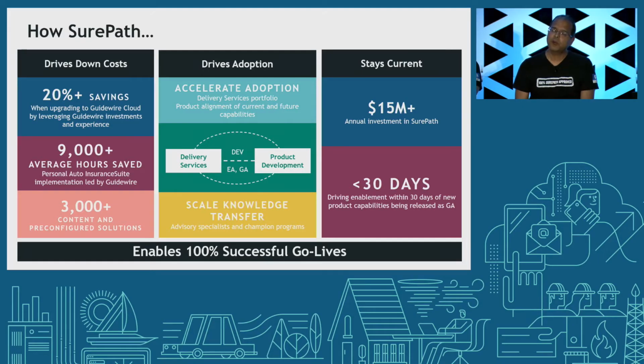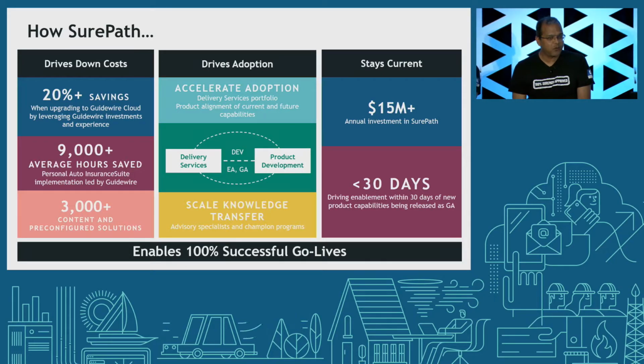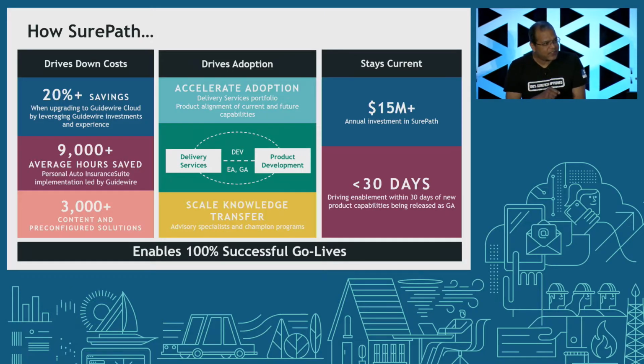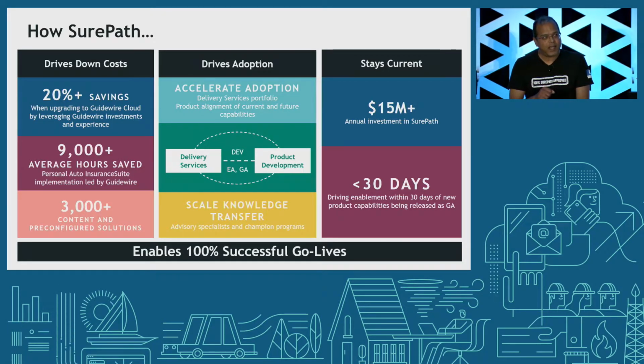Now, when you talk about DA and EA programs, there is a resource model which we have to use so that SurePath can harvest all that experience. So that is why for these programs, they will be Guidewire-led, but they do include multiple team members as well, which can stripe across anything. But they have to be Guidewire-led so that we can build in SurePath collateral.